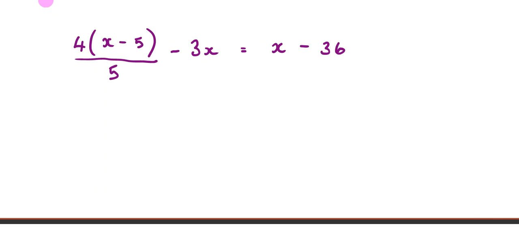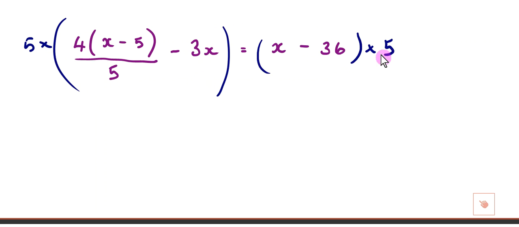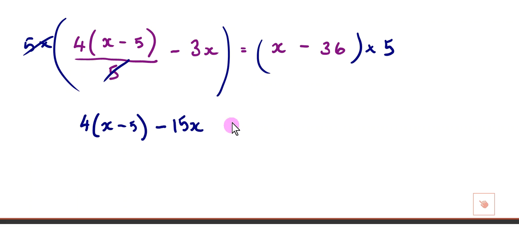By 5. Okay, so you've done multiply by 5, so times everything by 5. So you've done that to get rid of that. That gives you 4 times x minus 5. You'll do it to that, so minus 15x equals 5x minus 180. Okay.